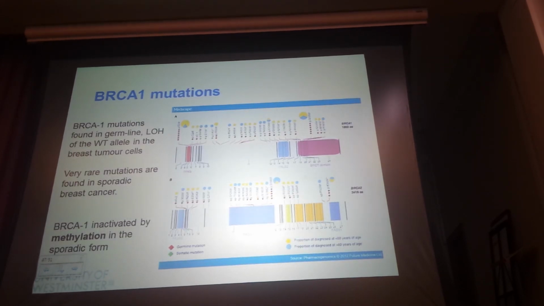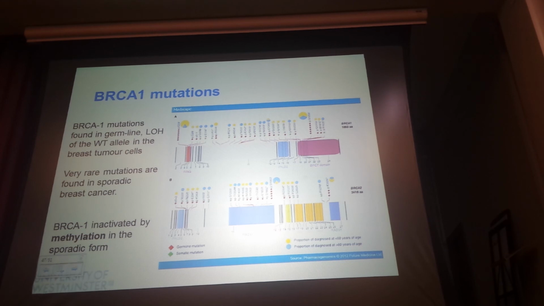You can find lots of different types of BRCA1 mutations. BRCA1 mutations are not found in sporadic breast cancer. It's only in the hereditary context. And you have LOH, which is what I described before. You have one allele which is mutated and transmitted through the generations, and you have loss of the wild type allele in the breast tumor cells. That's in the somatic breast cells.